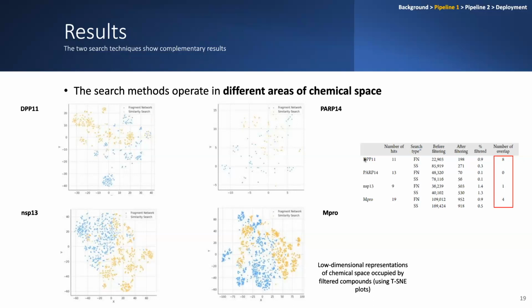These plots are T-SNE plots, and basically these are just low-dimensional representations of chemical space. They show the chemical space that's occupied by the filtered compounds in 2D. Filtered compounds identified with Fragment Network are shown in blue, and those identified by similarity are shown in orange. And what you can see is they seem to be operating in quite distinct and different regions of chemical space, which seems to show that they are quite complementary.